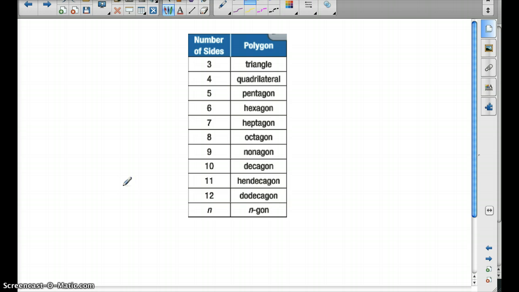So there's special names for polygons, and if you want to copy this down, the ones you might not know, go ahead and copy down. You probably know triangle, quadrilateral, pentagon. But this will be helpful in naming polygons. Now if it goes above 12, we'll just call it n-gon. So like 13, if it had 13 sides, it'd be 13-gon. So pause the video and write these down.